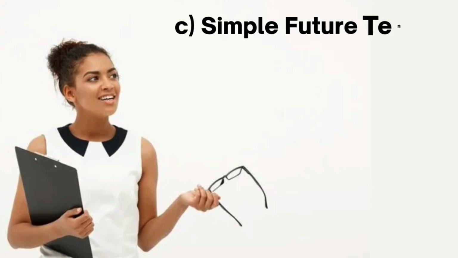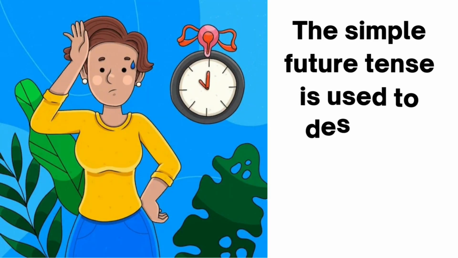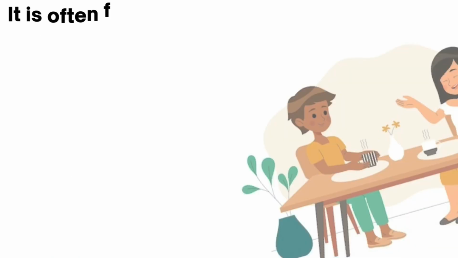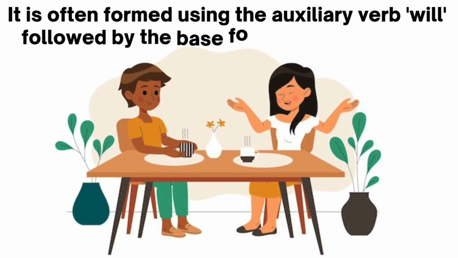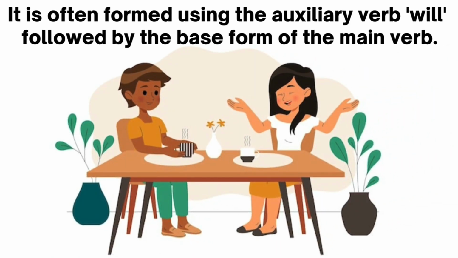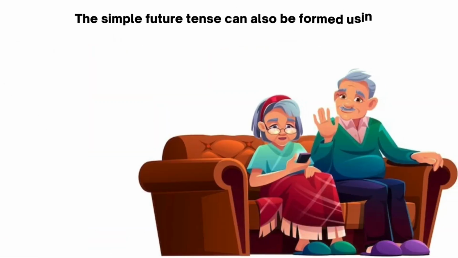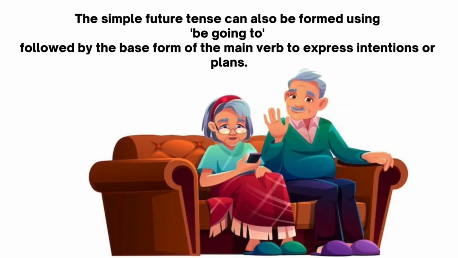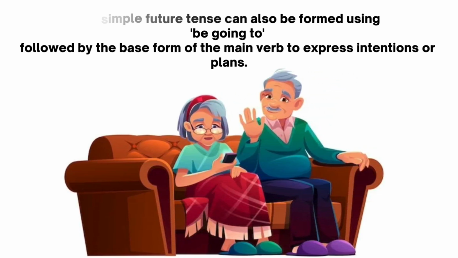Simple future tense. The simple future tense is used to describe actions that will occur in the future. It is often formed using the auxiliary verb will, followed by the base form of the main verb. The simple future tense can also be formed using be going to, followed by the base form of the main verb to express intentions or plans.